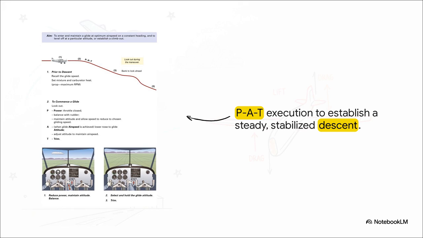Tracing the path, over at position 1, you reduce the power. Notice how the plane actually stays level initially to bleed off that fast cruise speed. Then, at position 2, right as the airspeed hits your magic best range number, you pitch down to the glide attitude and trim the aircraft. From position 3 onward, it's just a beautifully stabilized descent. You're looking out, you're making clearing turns, you're warming the engine every 1,000 feet, and the airplane is just happily gliding right along in perfect equilibrium.